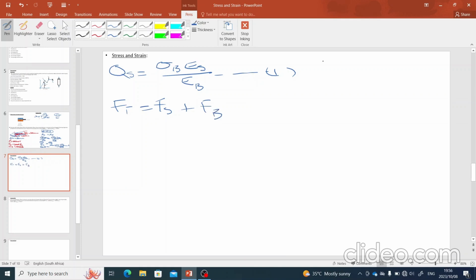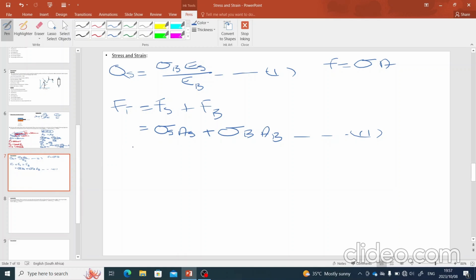Like we said, force would be the stress multiplied by area. If we are taking the root of the stresses, then this is the root that we'll be taking. Now I'm having stress steel multiplied by area steel plus stress brass multiplied by area brass. Now this would be your second equation. Now we have to calculate our areas based on the given information.